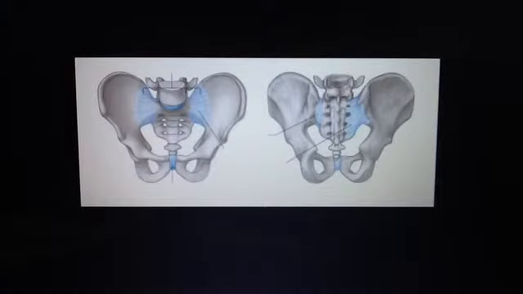Okay, we're looking at joints of the pelvis. So we're going to look at joints of the pelvis in detail. So first let's take a look at the picture and see if you can figure out what's going on here.